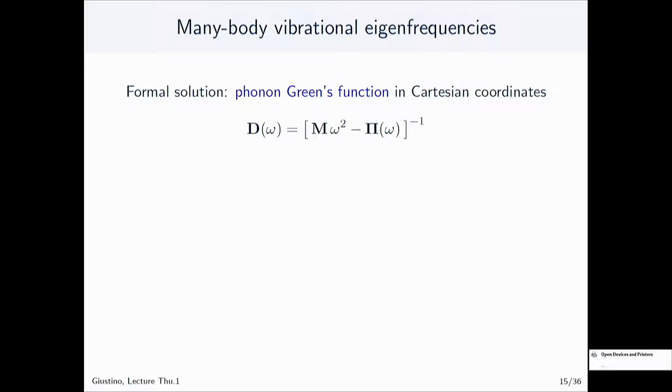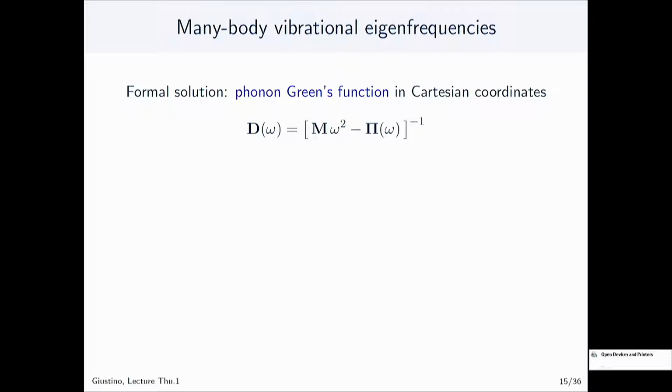So if you want, this is actually the exact solution of the nuclear dynamics in the harmonic approximation. So it's an exact many-body solution, okay? There is not much more than that. The problem is that this is just a formal solution. It doesn't give us actual numbers. So one has to now work out how to get actual numbers from this.